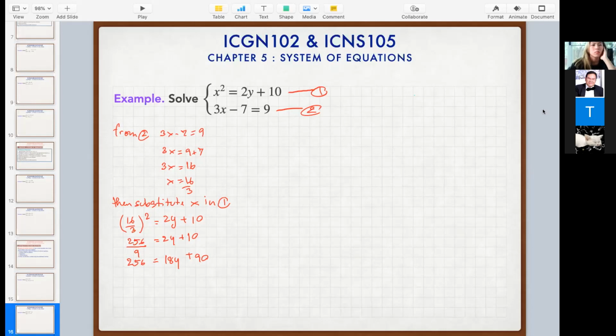Then I just swap the sides. 18y equals 256 minus 90. 18y equals 166. y equals 166 over 18. So we get y equals 83 over 9. When we get this already, we check.